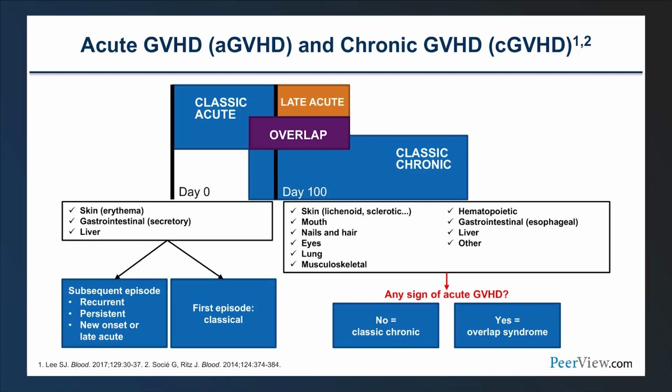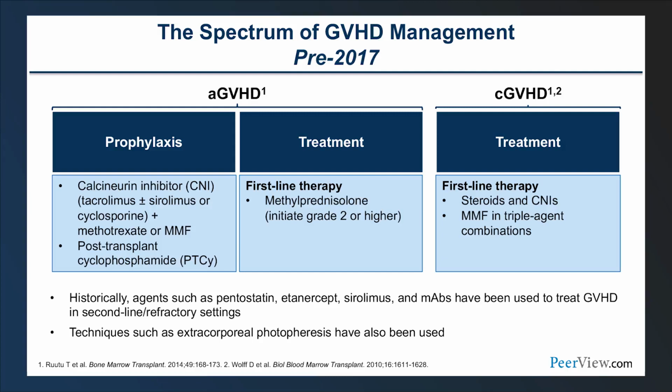Now, given the complexity of the disease we confront, it's not surprising that there have been many hurdles to overcome in terms of effectively preventing and treating this disease. And in fact, until just about 5 years ago, our tools were pretty limited. For prophylaxis, we were really focusing on calcineurin inhibitors, and PTCY plus TAC and MMF was really coming up as a new kid on the block. For treatment, it was methylprednisolone of acute, and for treatment of chronic, it was steroids and CNIs, and sometimes MMF. There were a few other agents, but none of them really caught on as big players.